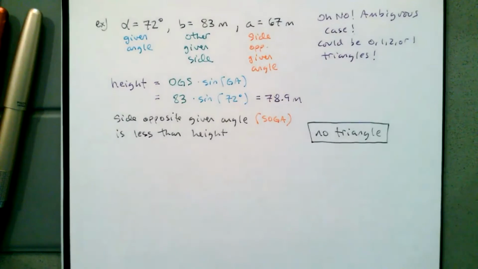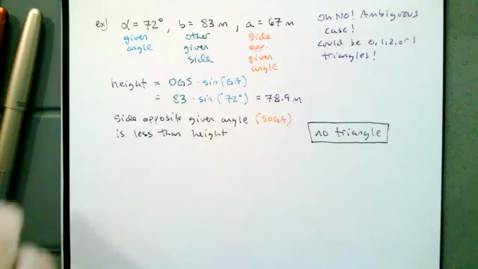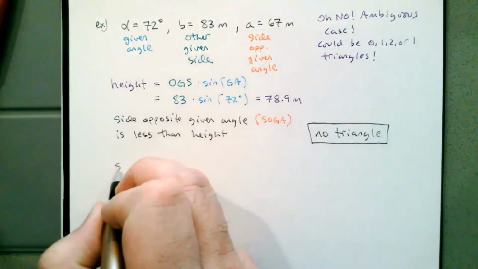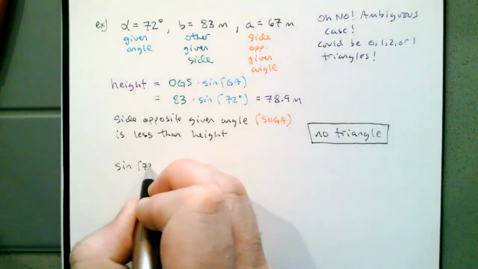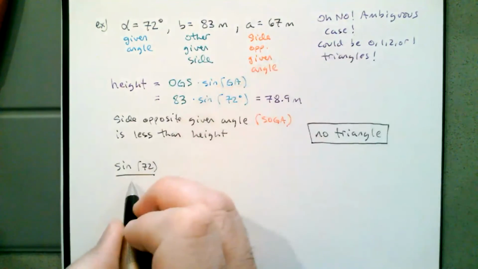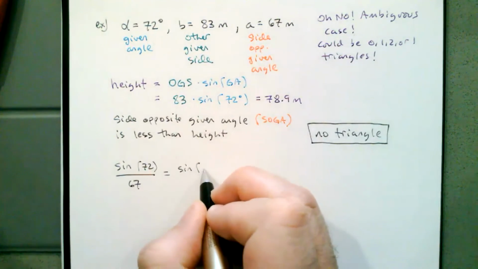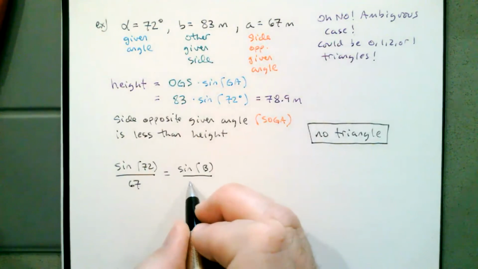No triangle. Now I said we didn't have to calculate the height. Let's suppose that we forgot to calculate the height. We do know that there could be 0, 1, or 2 triangles. But I told you that the numbers got your back. Let's start using the law of sines and see what happens. So I'm going to set up my opposite information. I'm going to say the sine of 72 divided by 67 is equal to the sine of B divided by side B, 83.